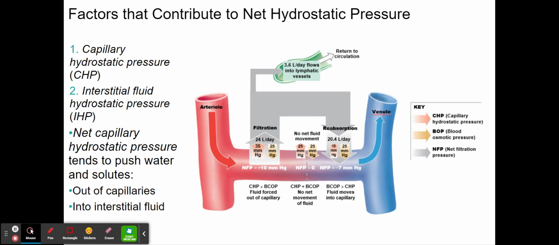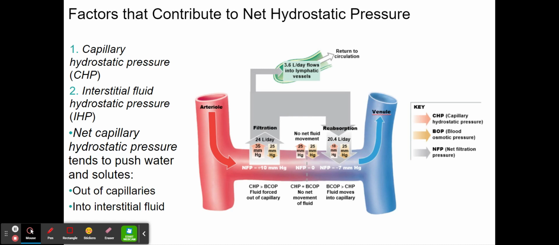Net hydrostatic pressure is the difference between the pressure inside the capillary wall and the hydrostatic pressure outside the capillary. The net capillary hydrostatic pressure tends to push water and solutes out of the capillaries and into the interstitial fluid. Factors that contribute to the net hydrostatic pressure include: 1. The capillary hydrostatic pressure, or CHP, which ranges from 35 at the arterial end of a capillary to about 18 at the venous end, and 2. The interstitial fluid hydrostatic pressure, or IHP.